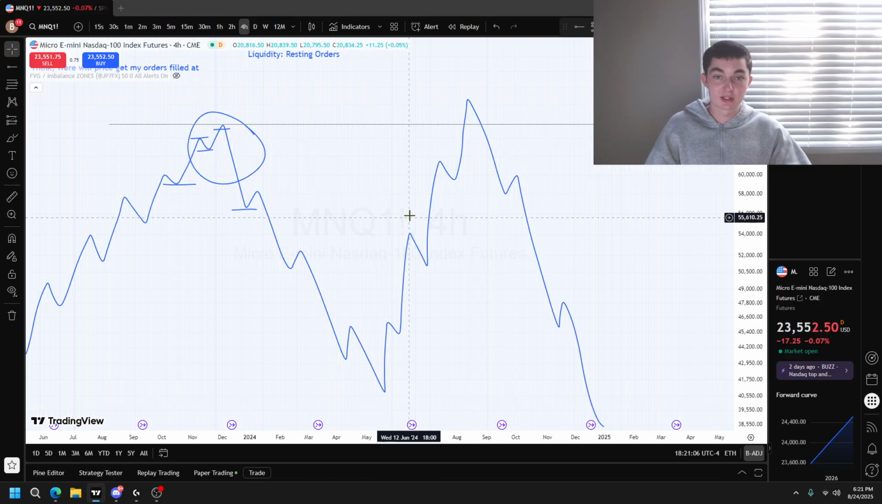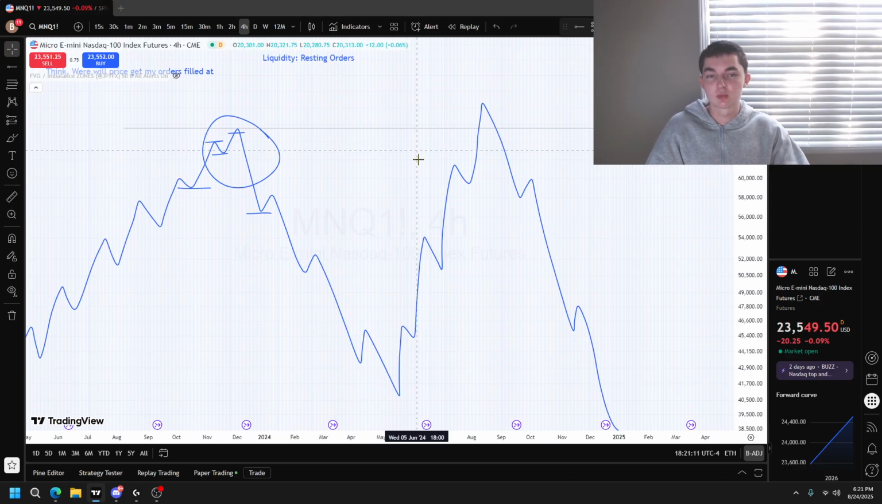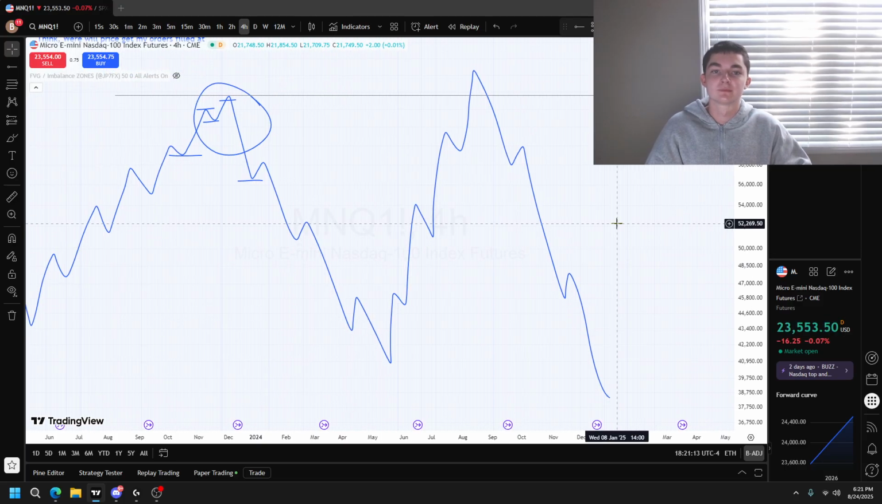What does price do? So that just sends it, crashes it, right? It's called a liquidity sweep, right? We swept the liquidity and it went down.